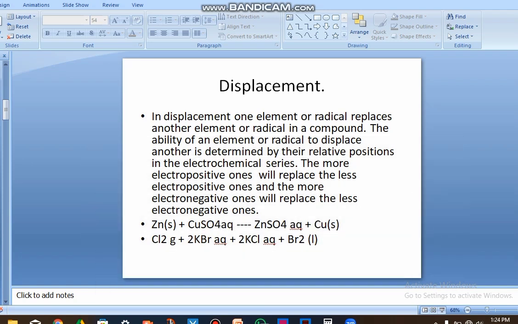Okay, so the third one is what? Displacement reaction. This is the third one. Let's read it. In displacement, one element or radical replaces another element or radical in a compound. Displacement is from the word replace, just to replace something. Are you getting it? So it means radicals.